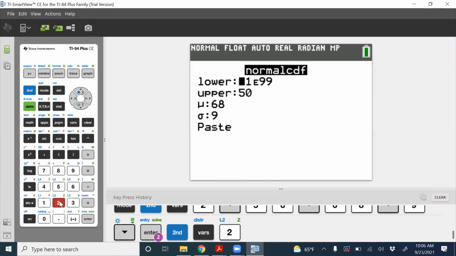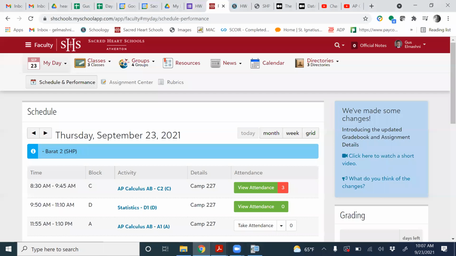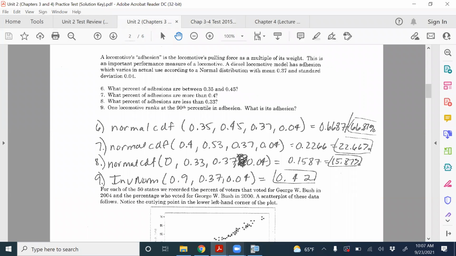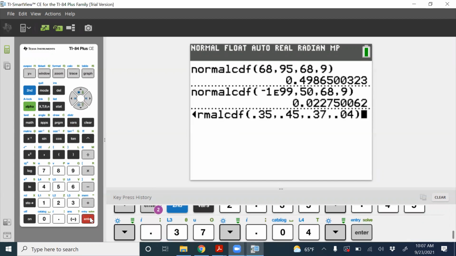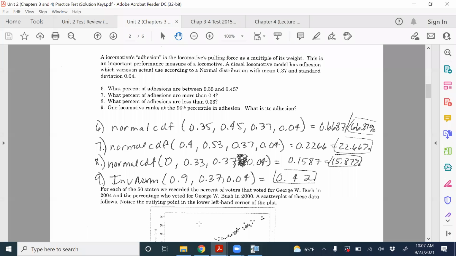Second vars, option 2. The lower is 0.35. The upper was 0.45. Sorry, the mean was 0.37. Standard deviation, I think, was 0.04. Let me double check all that right there. Yes, I got that all correct. So go back to the calculator, we paste it. It says 0.6687, and that's what you report as your answer. That's all. Pretty easy. You can use a decimal or percent. I don't really care. They're the same thing.